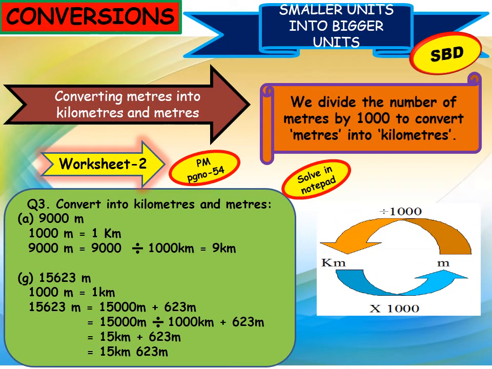Now let's continue on the conversions of units, smaller units into bigger units as SBD. And here we are converting meters into kilometers and meters. The rule for this is we divide the number of meters by 1000 to convert meters into kilometers. Here based on this rule, here are the questions in your worksheet 2 in maths book. So let's read the questions and solve them one by one. Convert into kilometers and meters. So here I have taken two questions.